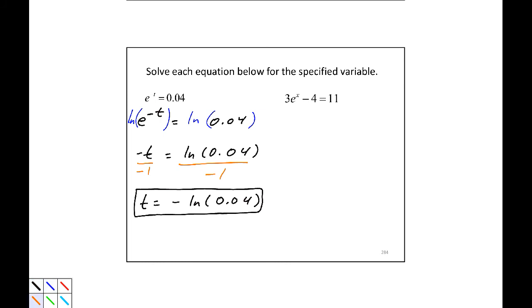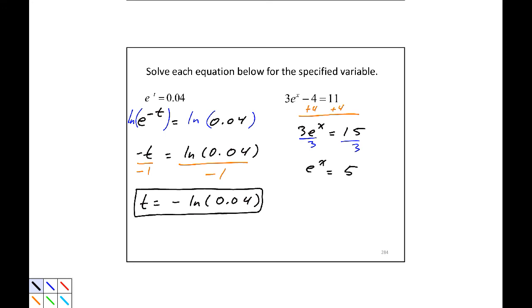So we'll isolate our exponential expression. We'll add 4 to both sides, so that we have 3e to the x equals 15. Now we'll divide by 3, so that we have e to the x equals 5.